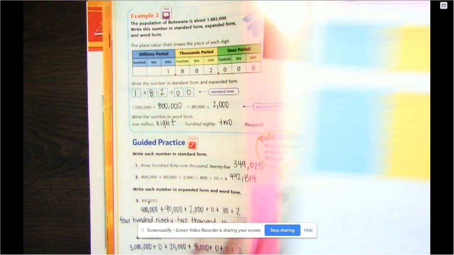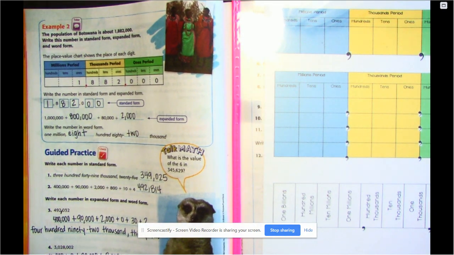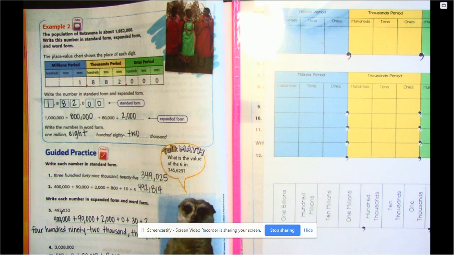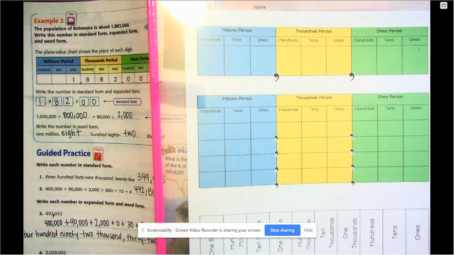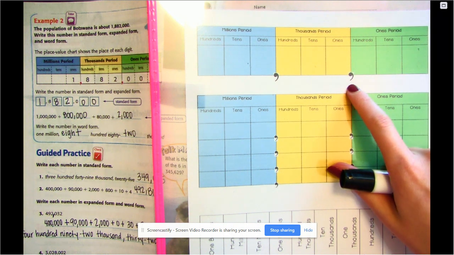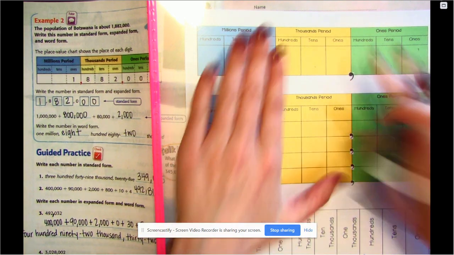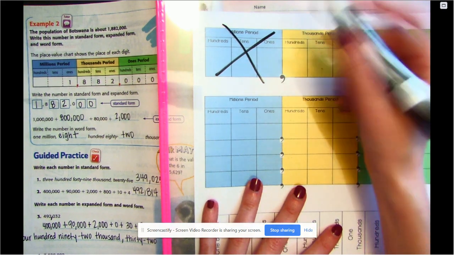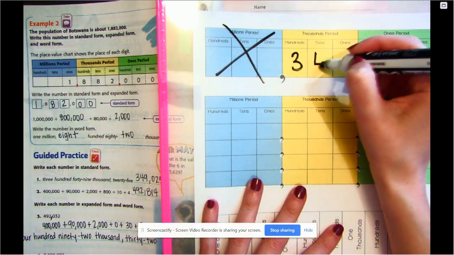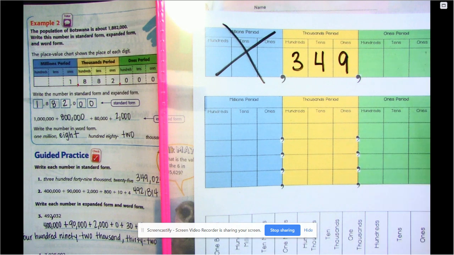So what I did to solve this one was I looked at the words and I read it out loud. So 349,025. So I went over here to my place value chart and I just kind of started writing the numbers down. So remember, we don't say the thousand until we get to this comma right here. So I'm going to look at it and it says 349. So I know that I don't need the millions at all because I don't have any millions. I need to put the number 349 here, 349,000, and then I have 25 left.